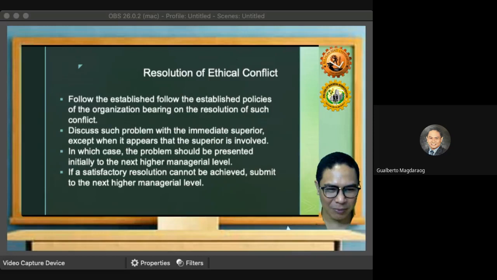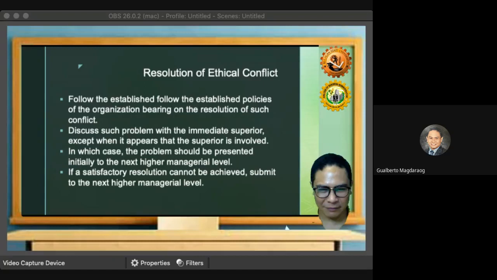So, discuss the problem with your immediate superior, except when it appears that the superior is involved. So, may na-discover kang conflict. Sinundan mo yung procedure. Pero dun sa procedure ng company, kailangan mong sabihin sa superior mo. Pero ang problema mo, yung superior mo ang isusumbong mo talaga kasi siya yung merong unethical situation or actions na ginawa. Kaya siya talaga yung isusumbong mo. Ang problema dun sa procedure, siya yung una mong pasabihan. Eh, nakalagay sa ating standards, yes, you should talk to your immediate superior only if hindi siya involved.